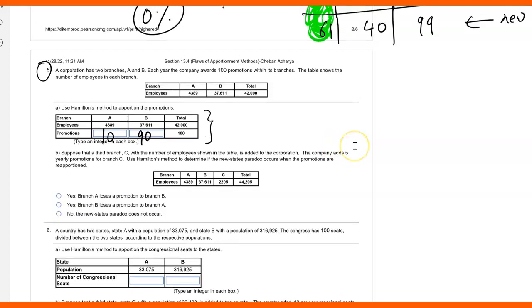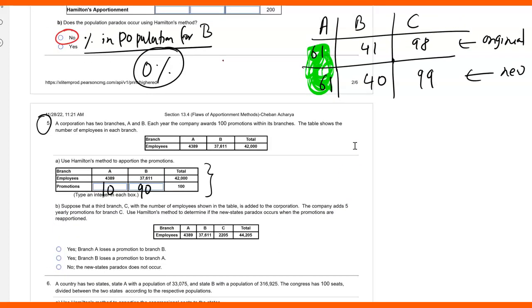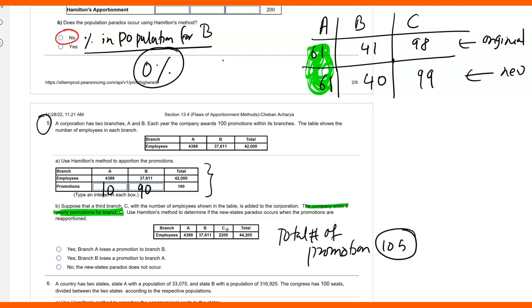Now when a new group is added, the number of promotions is also added. Therefore, when a new group is added in the branch, the company added 5 yearly promotions for branch C. Remember that when C is added to the existing groups A and B, C's 5 promotions are also added. Therefore, the total number of promotions is 105. Remember that 100 was before, but when you add new group C, we add 5 promotions, therefore the total number of promotions is 105.